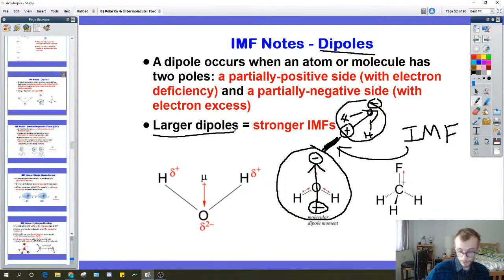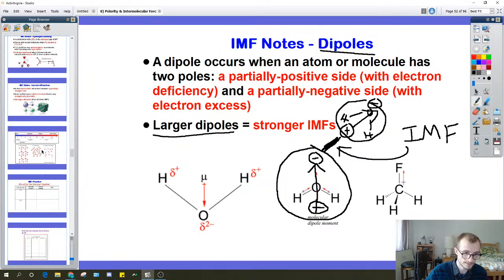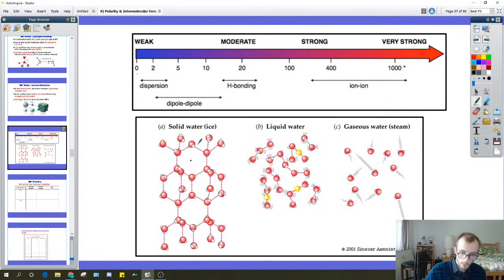The bigger the dipole, so the more polar the bonds or the more polar the molecule, the stronger the dipole is going to be. And the strength of an IMF is really important because that's going to determine how well those molecules stick together. If we go back to that image of water, when water is ice, it's being held together really tightly. How do we know that? Well, because it's a solid. Solids are being held together tightly enough that they don't break apart unless you apply some force.